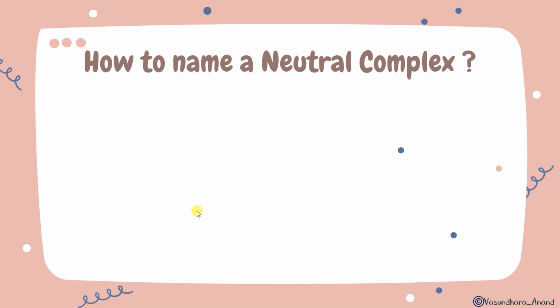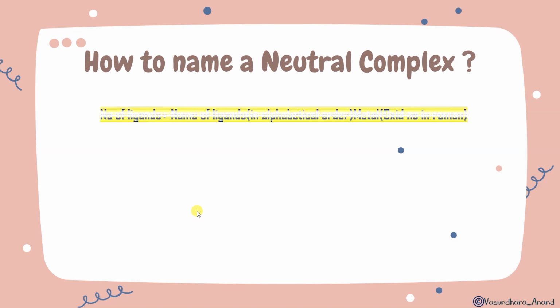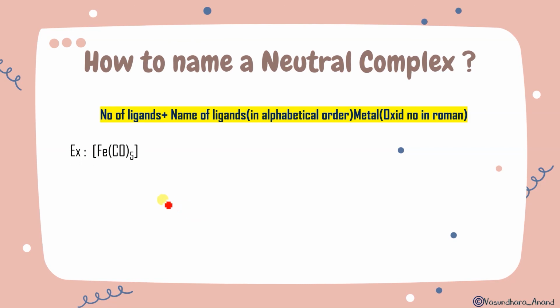Now, how to name a neutral complex? A neutral complex has only one complex part, neither a metal nor a counterion, neither a positive charge nor a negative charge, nothing on top of it. Very few are there, with neutral ligands like carbonyl and nitrosyl. The same rule applies: number of ligands, name of ligands in alphabetical order, and then the metal with only the oxidation number in Roman in brackets.